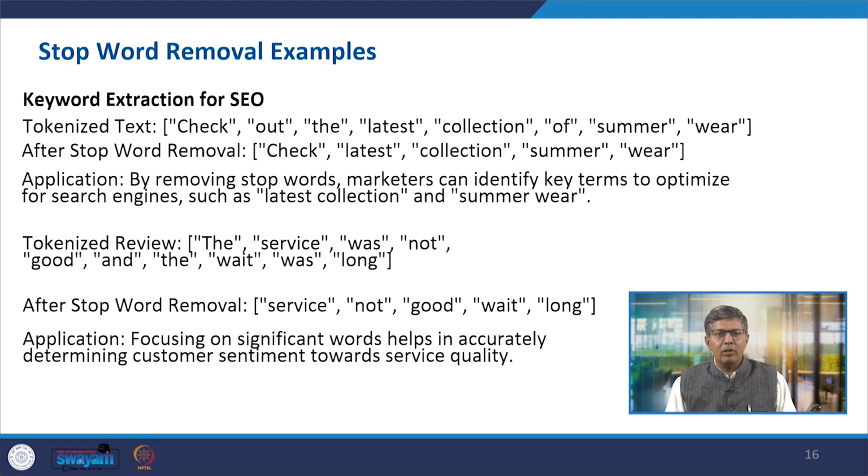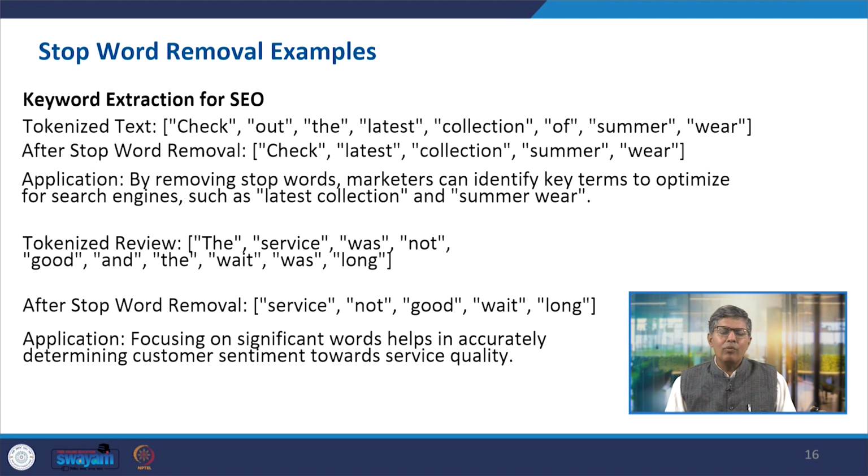Okay. The tokenized review, for example, "the service was not good and the wait was long." For example, in a restaurant or a hotel you have gone to, and the review is the service was not good and the wait was long. After the stop word removal, how does it look? The is gone, service is there, was is gone, not is there, good is there, and is gone, the is gone, wait, was is gone, long, right. So what does it look like after stop word removal? Service not good, wait long, right.